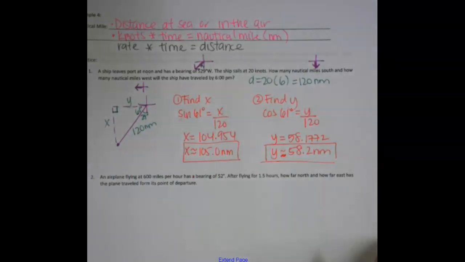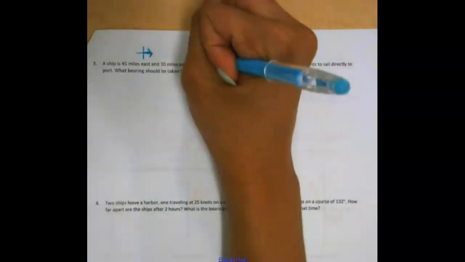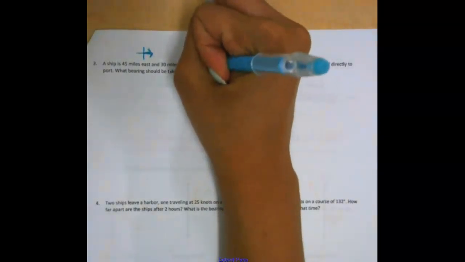All right, let's go ahead and look at question number 3. Question 3 is the last one I'm going to do with you guys. You should be able to do this without me, but I'm going to still do it with you. It says a ship is 45 miles east. Okay, let me draw east. East is this direction. And 30 miles south of your port. Hint, place your port at the origin. The captain wants to sail directly to port. What is the bearing that he should take?